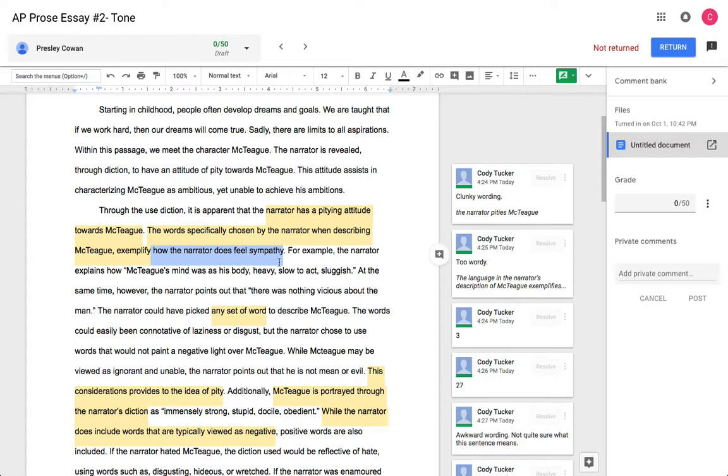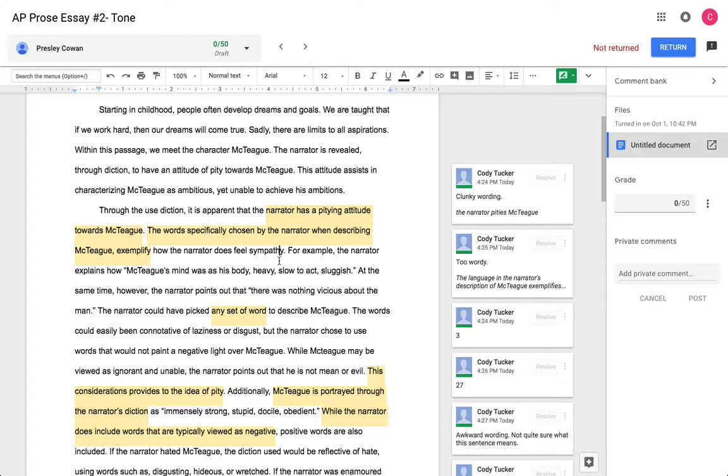The language in the narrator's description of McTeague exemplifies the narrator's sympathy. Now I've said the same thing in fewer words. I don't have the tabulator in front of me, but I know it's less wordy than the way the sentence is currently structured. So if you have a sentence or two in your essay that's like that, it's not a huge deal.